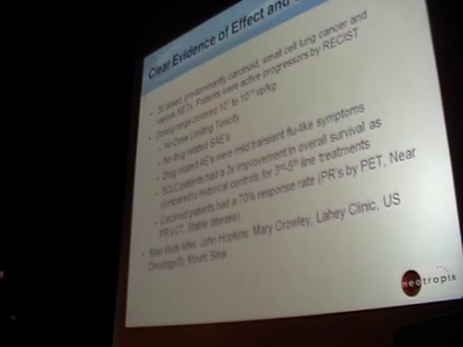The result for the small group of small cell lung cancer patients was that we had a 3-fold overall improvement in survival as compared to historical controls. I'm actually going to go through the small cell lung cancer data in a minute. As well, the carcinoid patients had approximately a 70% response rate, which included PRs by PET, near PRs by CT, and stable disease.